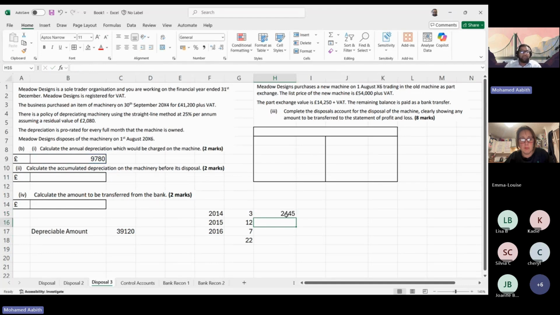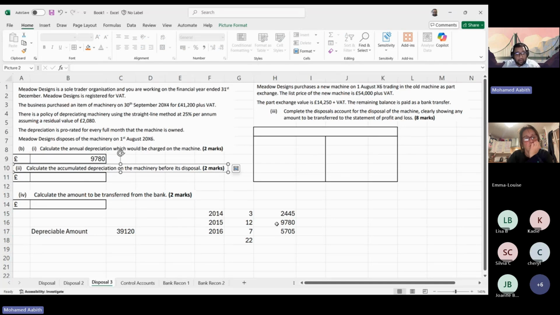So 2,445. The second one is going to be exactly the same amount. Why? We're charging the whole year's worth. Okay. This is all straight line, guys, because the depreciation doesn't reduce or increase, because it is fixed per year. So the next one is 7 months. I'm going to do this, divide by 12 times 7, 5,705.